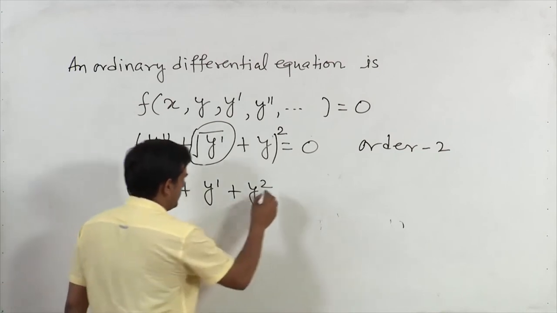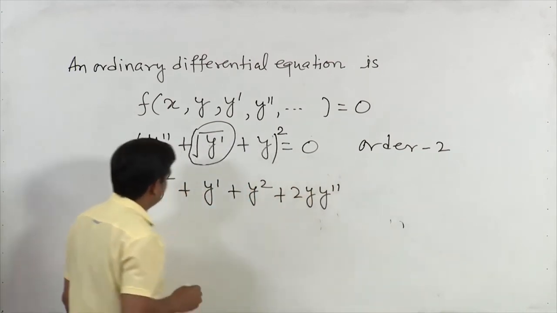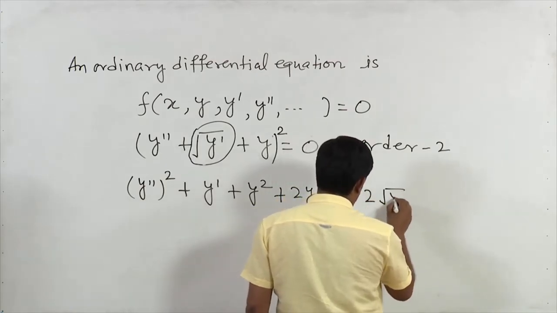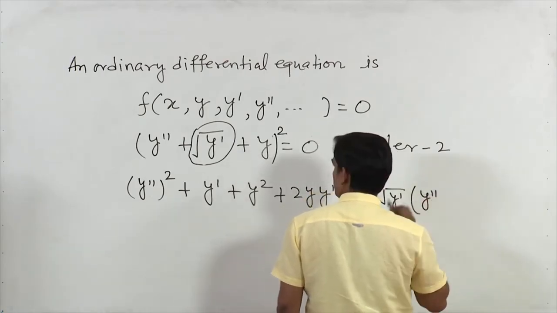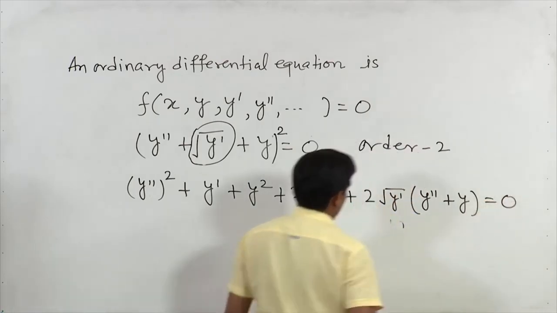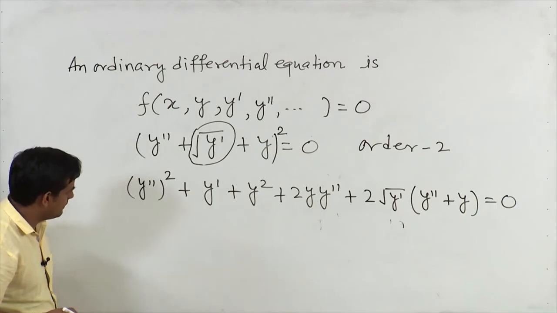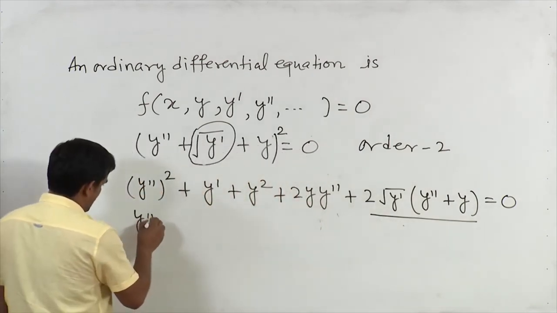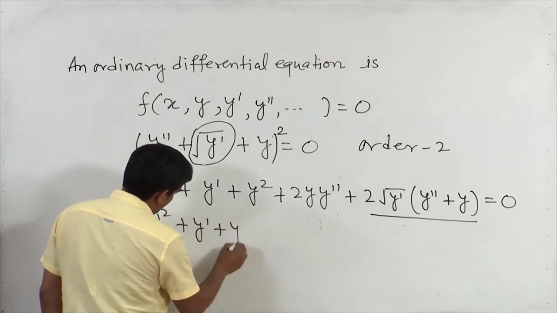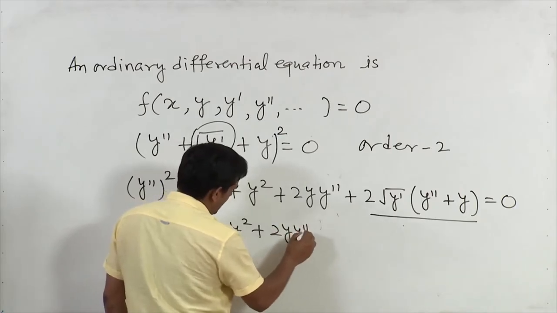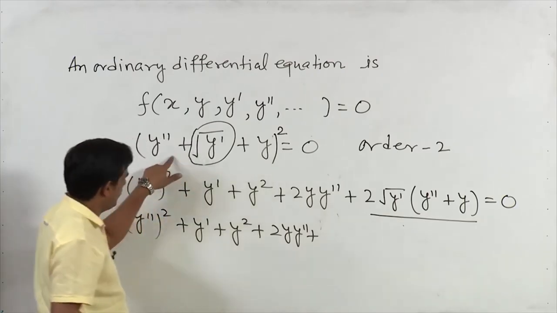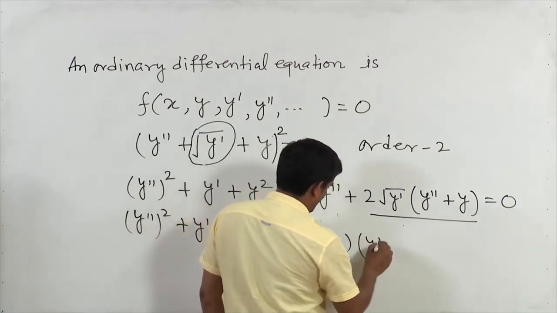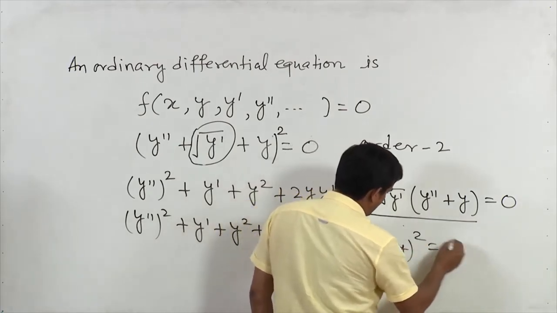So, the square of each term, plus 2y y double prime, plus 2 times the cross terms. So we will get this equation. Let us simplify it more. Basically we need to simplify this term. When I simplify it, this will become y double prime square plus y prime plus y square plus twice y y double prime, plus I can substitute this from the original equation. So this will become minus 2 y double prime plus y whole square equals 0.